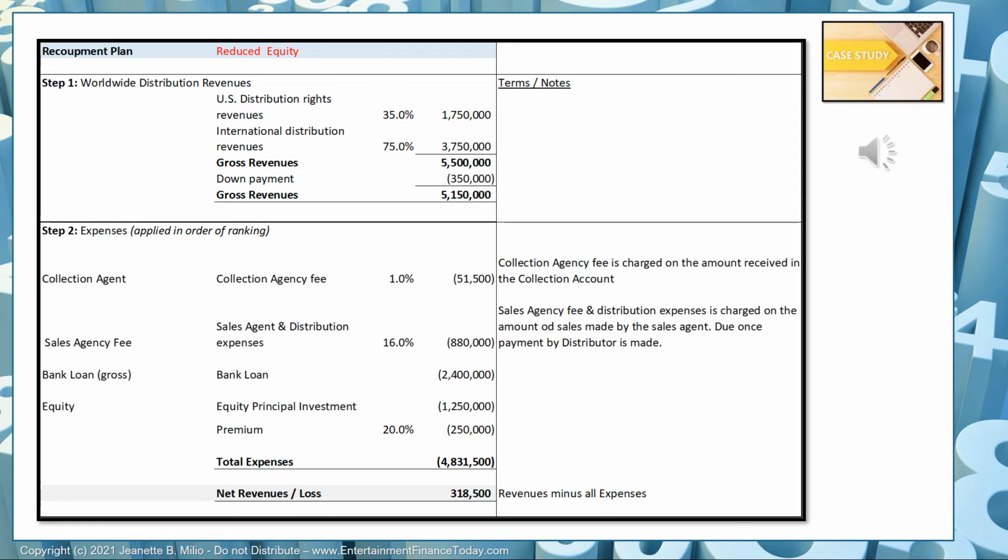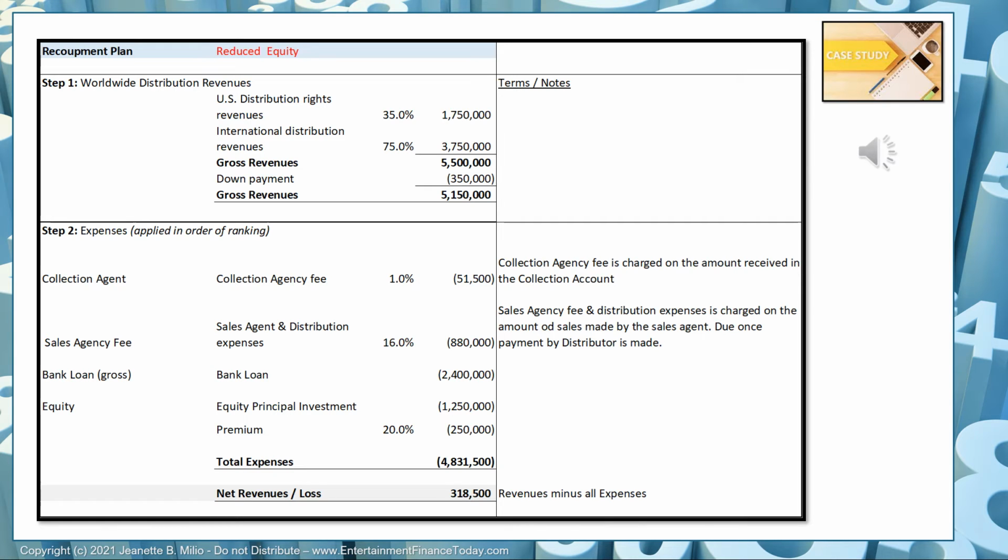So the collection agent again charges 1% because they're managing all the revenues that come in and all the expenses that have to be paid and all the payments that have to be made. That's the job of the collection agent. And for this work, they charge 1% of whatever amount hits the collection account, which in this case is $5,150,000. So 1% of that is $51,500. And again, the sales agent charges their expenses and distribution fees, which again is $880,000 as it was before.